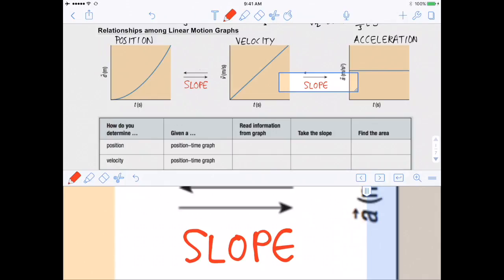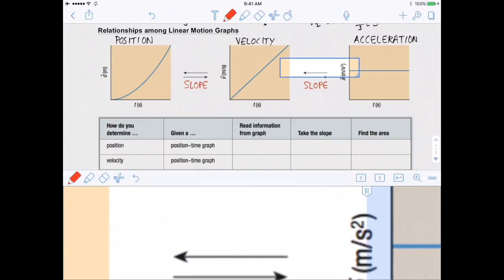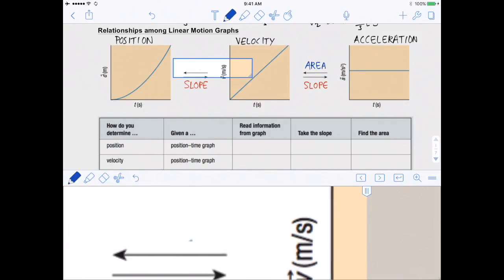Now, taking the slope is not the only skill that we have studied. We've also been able to take the area under a curve. If we take the area under an acceleration time graph, that'll take us from acceleration data back to velocity data. Similarly, we can take the area under a velocity time graph, and that'll bring us from velocity information back to position. So taking the area under a velocity time graph gives us the displacement of an object.